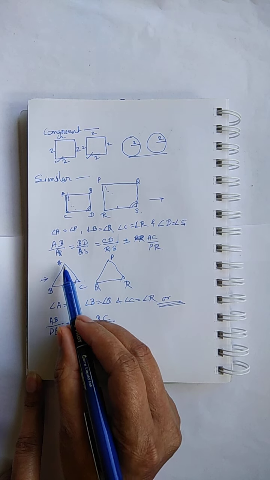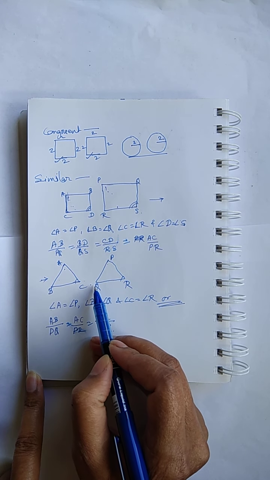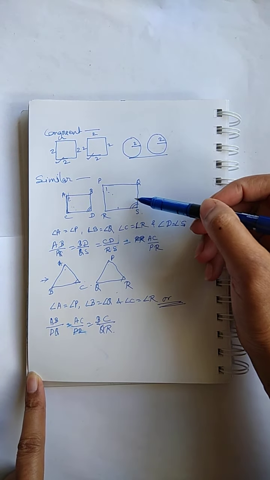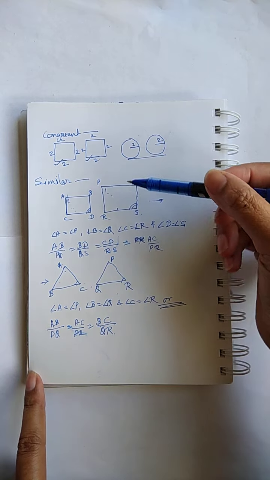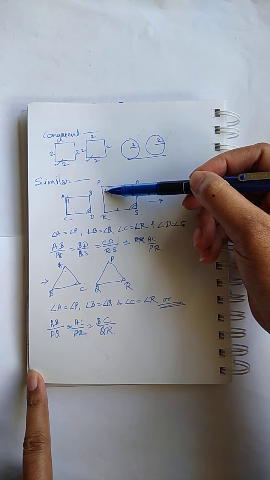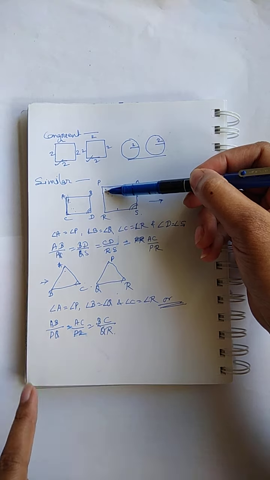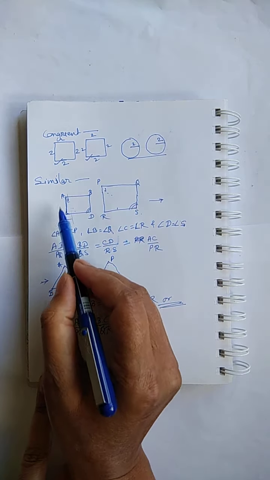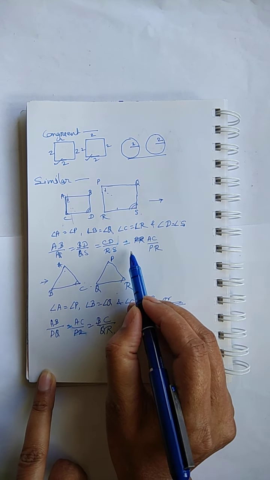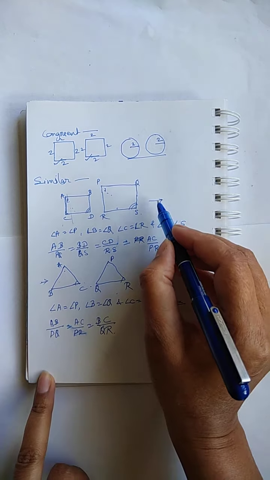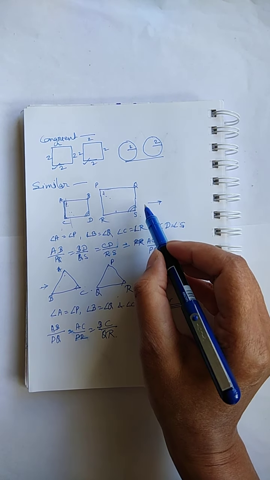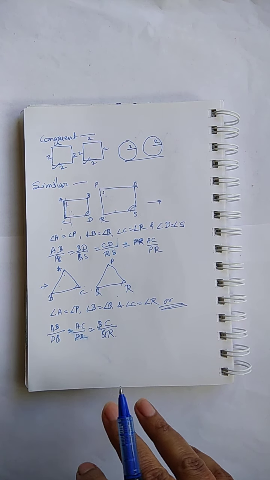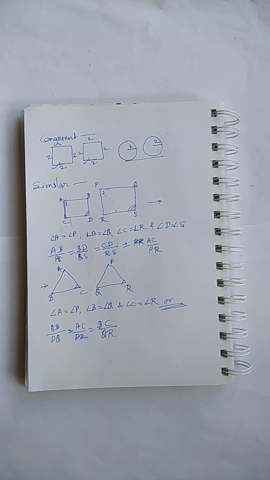So for triangles, we can say if their corresponding angles are equal, these two triangles are similar. Or we can also say if their corresponding sides are in the same proportion or ratio, then these two triangles are similar. But in the case of a square, if all the angles are equal to each other and the ratio of all the corresponding sides is in the same proportion, then only we can say that any quadrilateral will be similar. So this is the basic definition and example of congruent and similar.